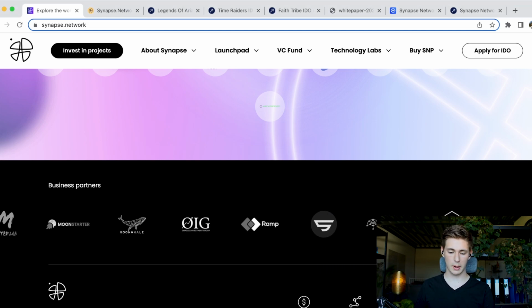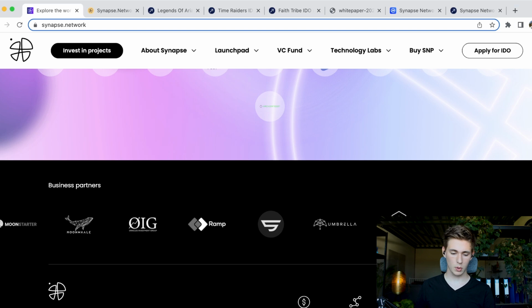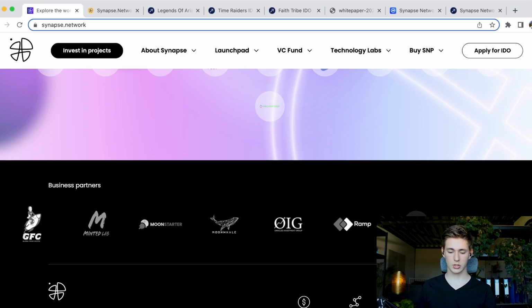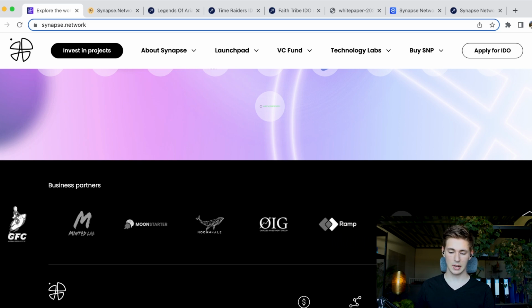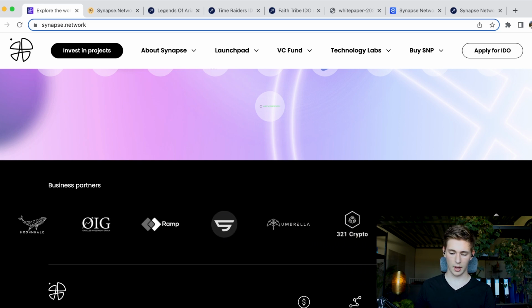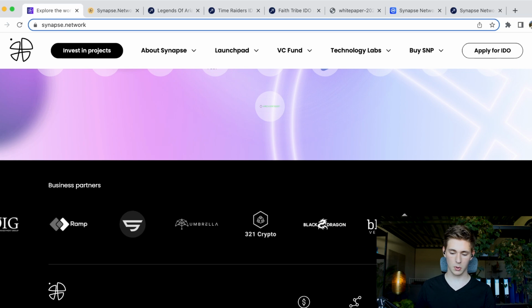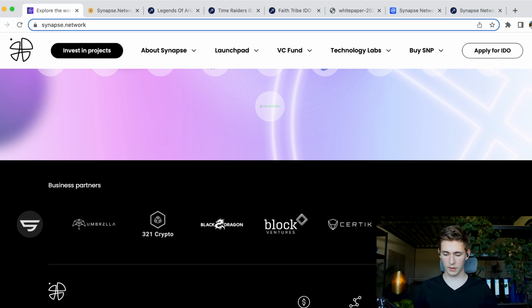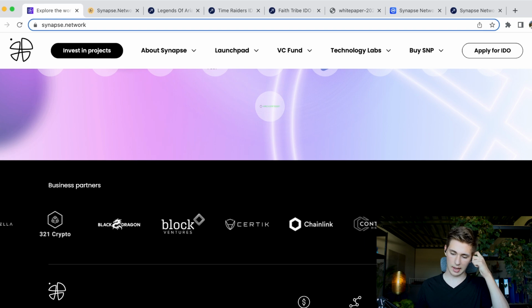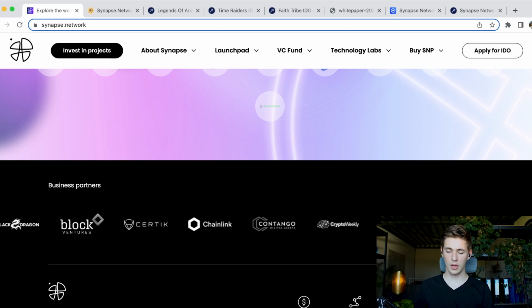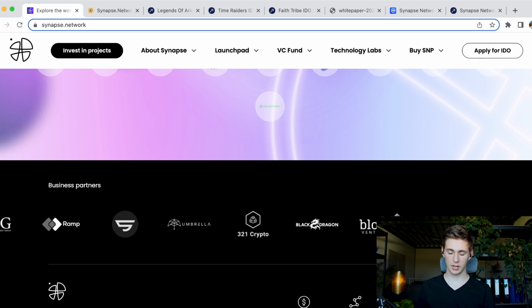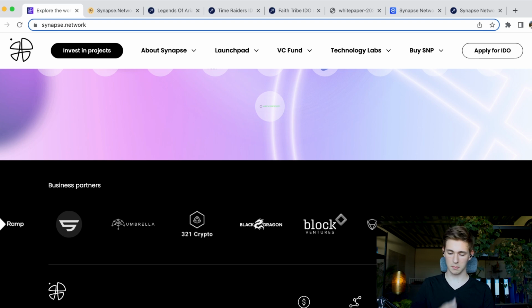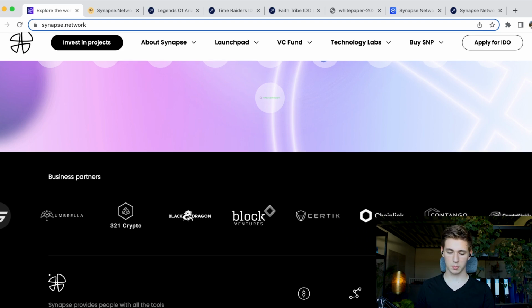We see over here their business partners. We see Moonwhale, Moonstarter. Moonstarter is actually a Launchpad. Not the best Launchpad in my opinion. Definitely not a tier 1. 321 Crypto, Black Dragon, Block Ventures, Chainlink, and a bunch more. So yeah, overall, some decent partners. I wouldn't say any tier 1 partners that I can see, but not tier 3 either, as far as I can tell. So definitely not the worst business partners over there.